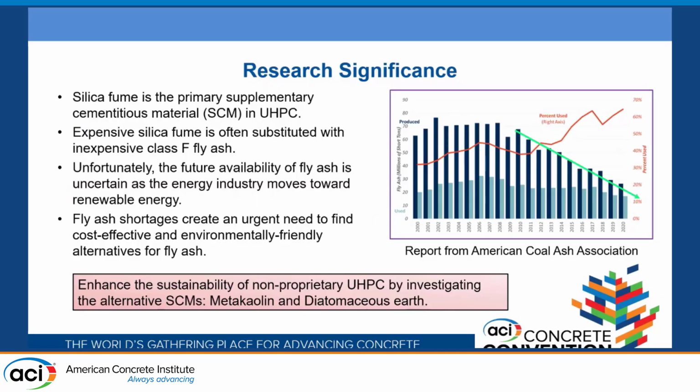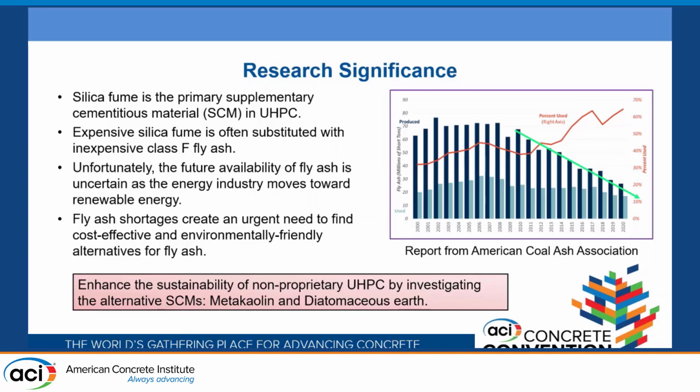The primary SCM used in UHPC is silica fume, which is very expensive among all the other SCMs in North America. Therefore, it is often replaced with inexpensive class F fly ash. But unfortunately, the future availability of fly ash is also uncertain because of the closure of the coal power plants.